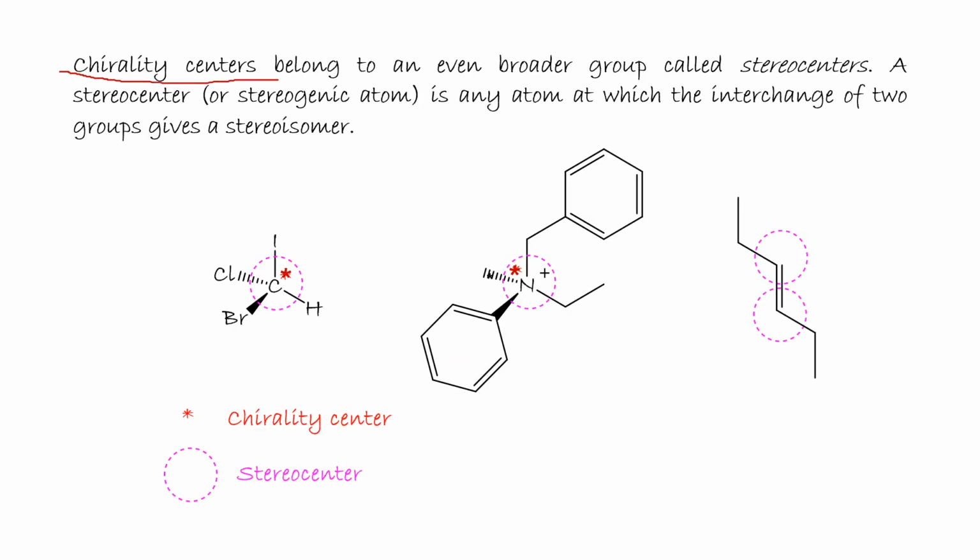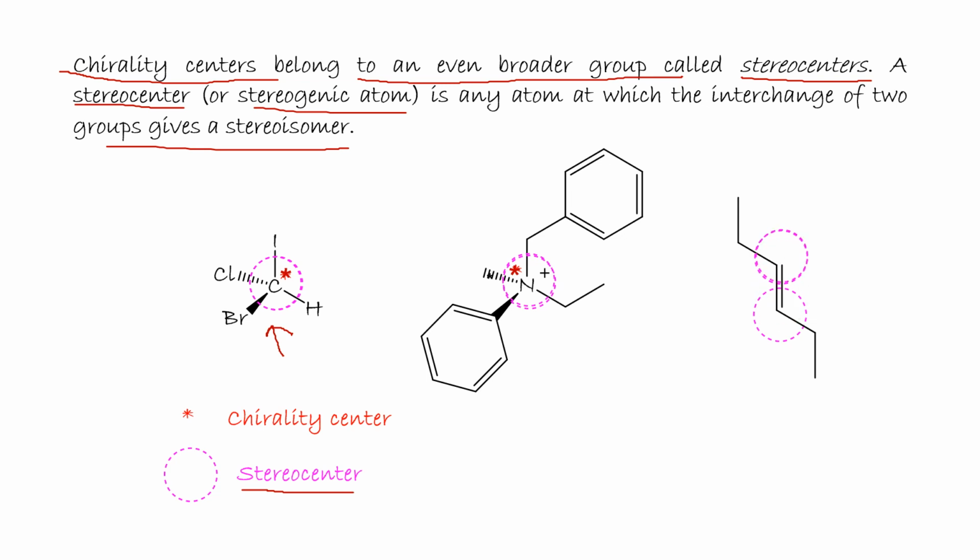A chirality center belongs to an even broader group called stereocenter. A stereocenter, or stereogenic atom, is any atom at which the interchange of two groups gives stereoisomers. A chirality center means you have 4 different groups on the atom. So this carbon, we call it a chirality center. This nitrogen, we call it a chirality center. The carbon on the first, this one, we can also name a stereocenter. The nitrogen, we can call a stereocenter.